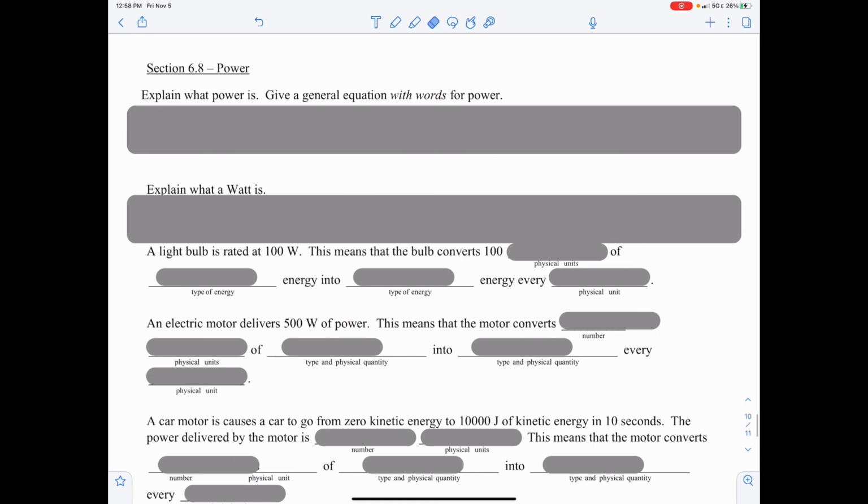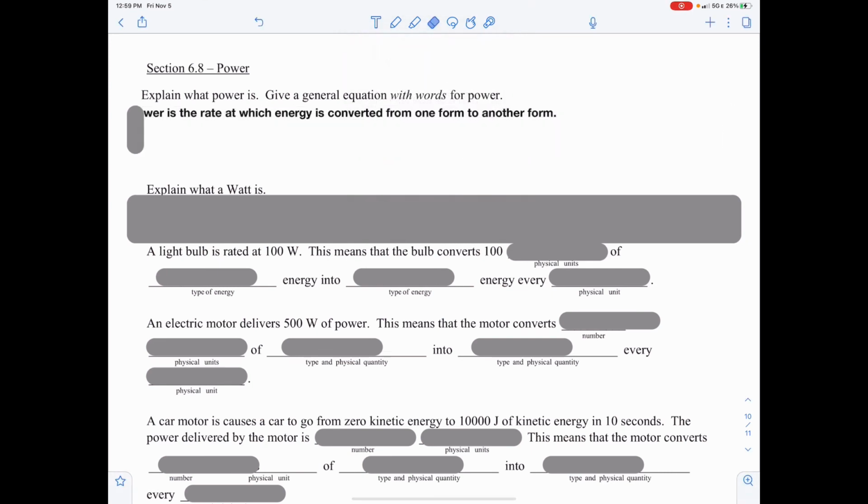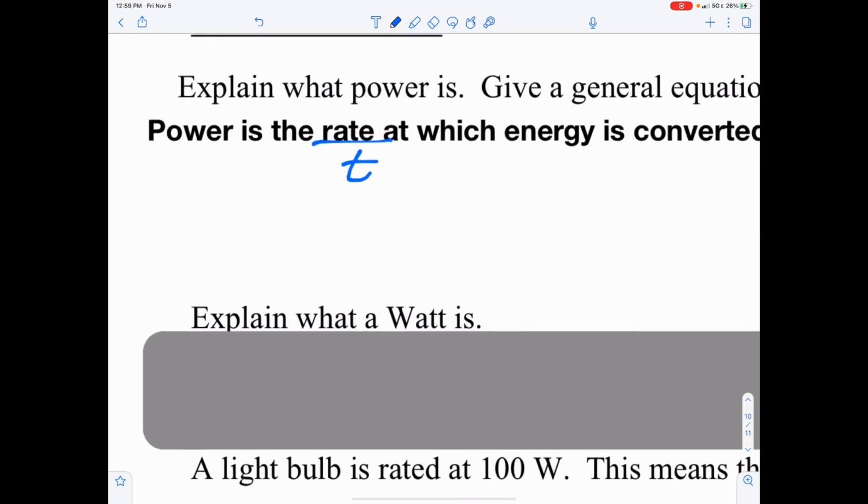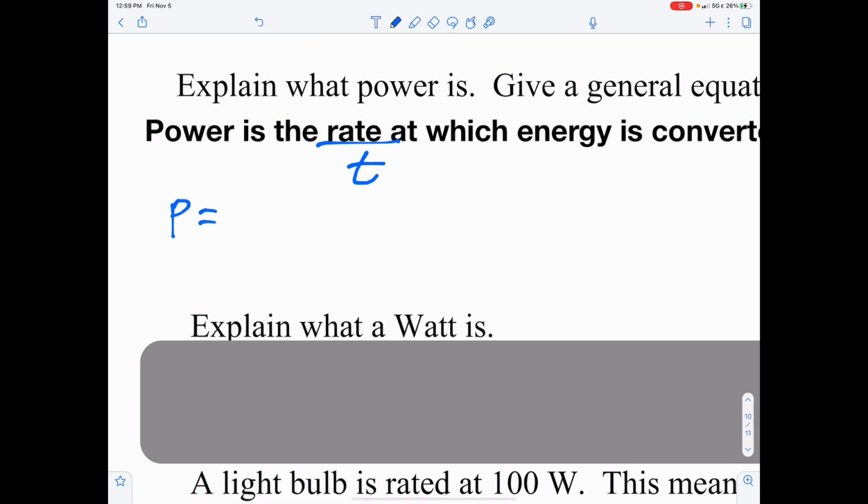Section 6.8, power. Explain what power is. Give a general equation with words for power. Well, power, ladies and gentlemen, is the rate at which one energy is converted from one form to another. When we see the word rate, it involves time. So let's come up with an equation for this. Power is equal to work over time. So power equals work over time.